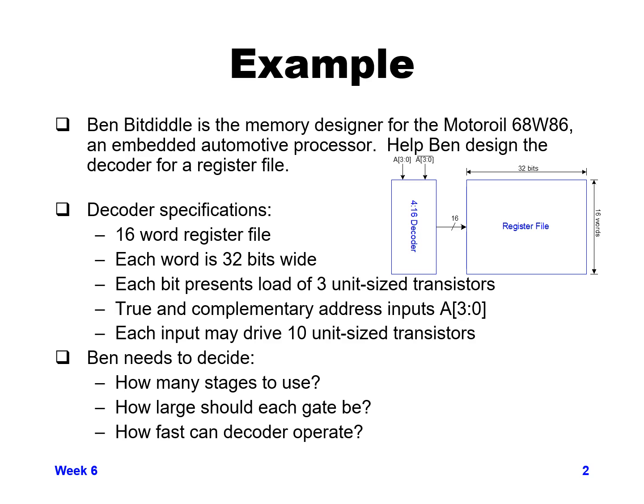So Ben needs to decide how many stages are the best to use, how large should each gate be inside of the decoder, and how fast can the decoder operate in terms of unit delays. Again, go back several foils ago or to the previous section, where the unit delay that we're defining is a minimum size inverter with no load on it. So the delay through that type of gate is our unit delay. These are the things that we're trying to figure out, and we'll go into that in the next several foils.